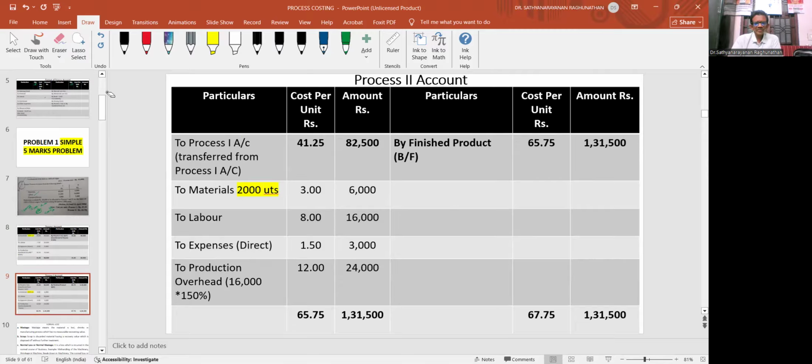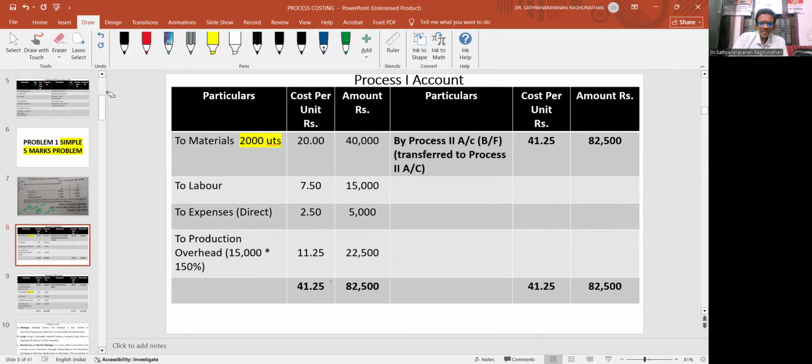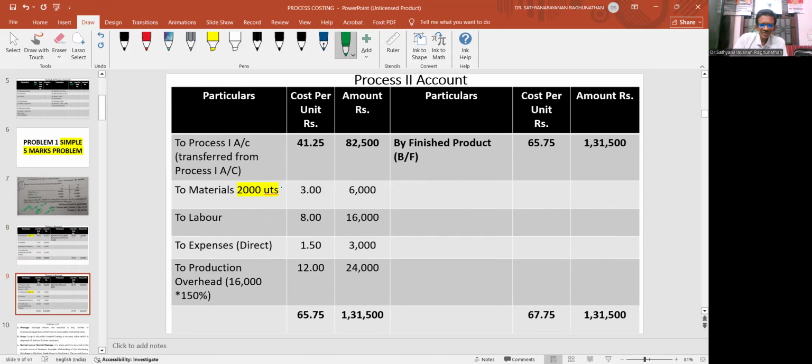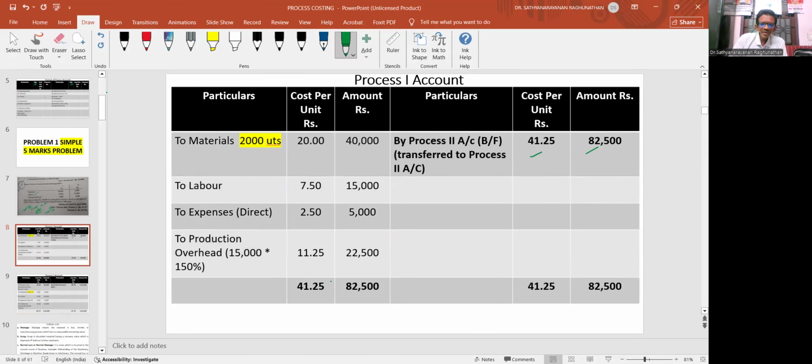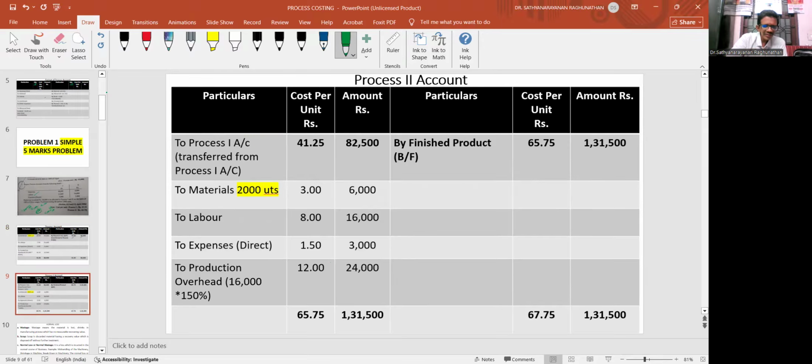Now, let us carry forward with the process 2 account. So here, the output of the process 1 account will be the input of the process 2 account. Output will always be on the credit side. Input will always be on the debit side of the process account. So what the process account rule says: debit what comes in, credit what goes out. Credit what goes out, output, that is what comes in the credit side. Debit what comes in, input, that is what appears in the debit side of the process account. Hope I made you clear.